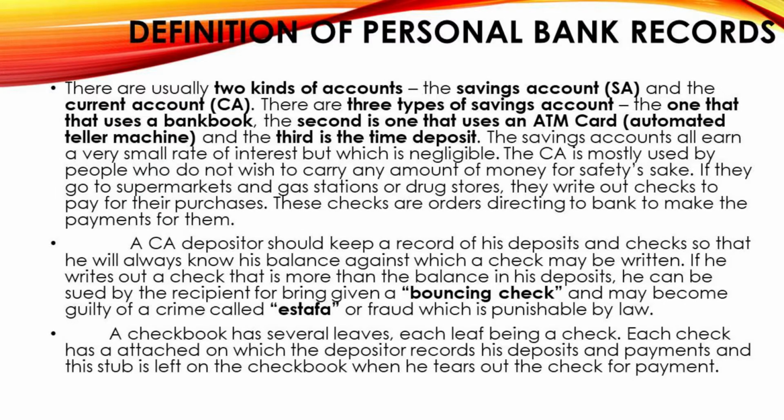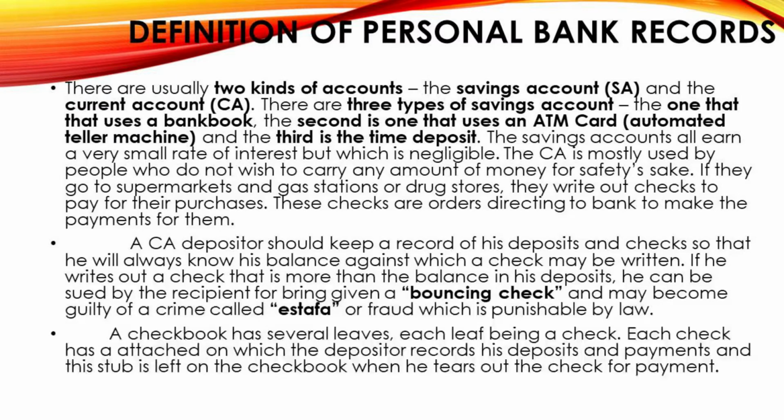Next, definition of personal bank records. There are usually two kinds of account. The savings account or SA and the current account na CA. There are three types of saving account. The one that uses a bank book. The second is one that uses an ATM card or tinatawag natin automated teller machine. And the third is the time deposit.